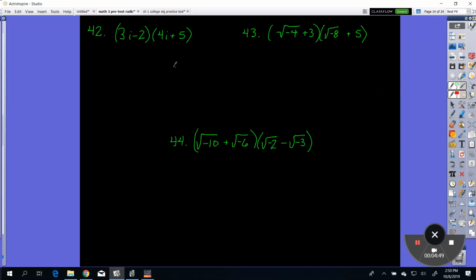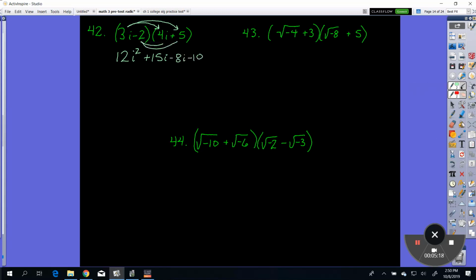So now moving on to 42. Again, we have parentheses with nothing between them, so we have to distribute. Treat these i's like they're x's. So 3 times 4 is 12. And i times i makes i squared. 3i times 5 is 15i. Negative 2 times 4i is negative 8i. And negative 2 times 5 is negative 10.